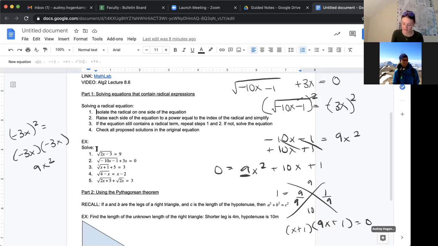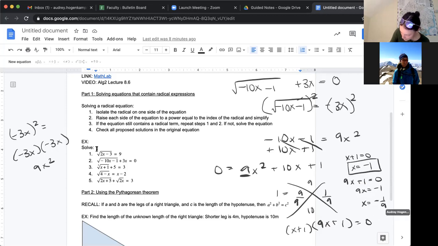And then we want to go ahead and solve for those individual factors. So x plus 1 equals 0, x equals negative 1. And then we have 9x plus 1 equals 0. So that is going to be 9x equals negative 1, so x equals negative 1/9. And then we have to go ahead and check these solutions. So I'm going to do that in a different color. So let's try x equals negative 1/9.